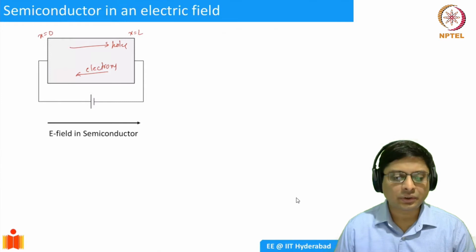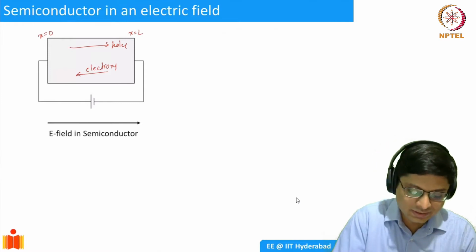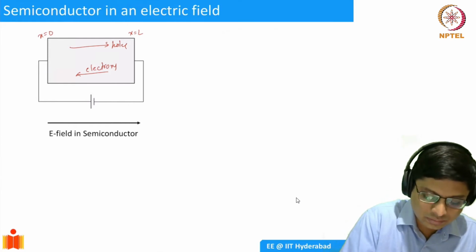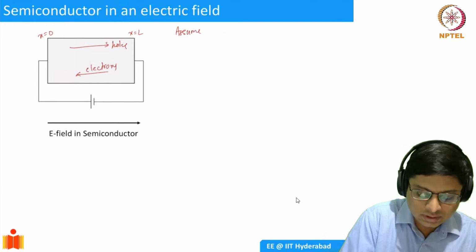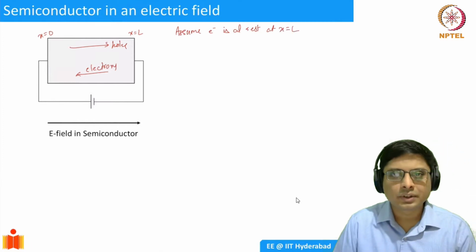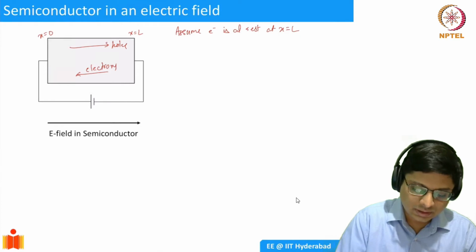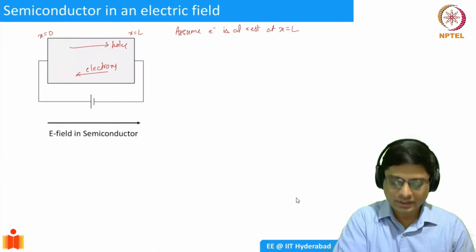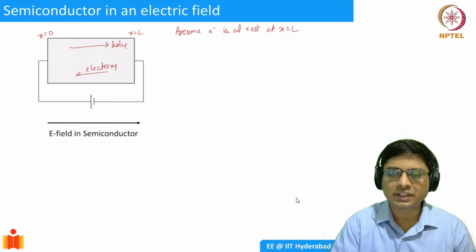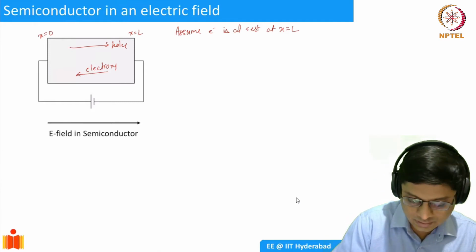So now I'm interested in drawing the bands. How do I represent this? Let's say the electron was initially at rest at x equal to L. Okay, and then as it moves towards x equal to 0, it's acquiring kinetic energy. To show that, I'll represent the bands in this fashion.